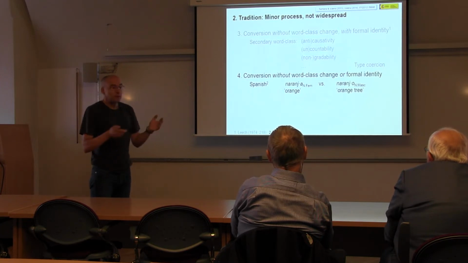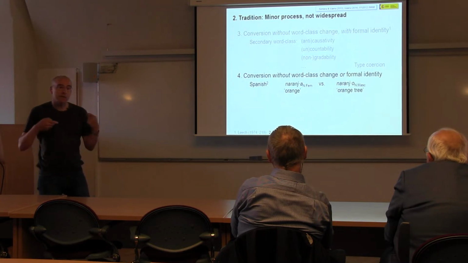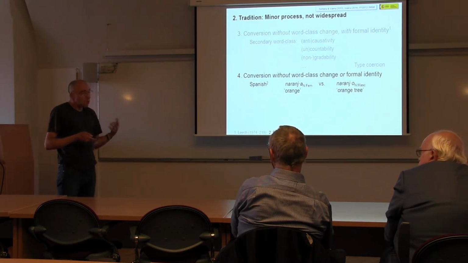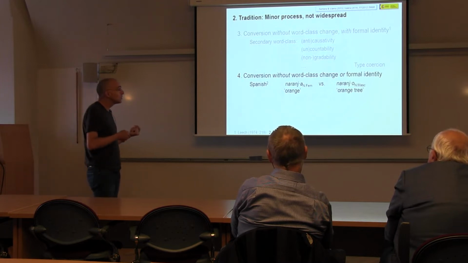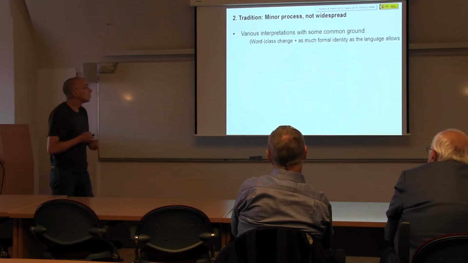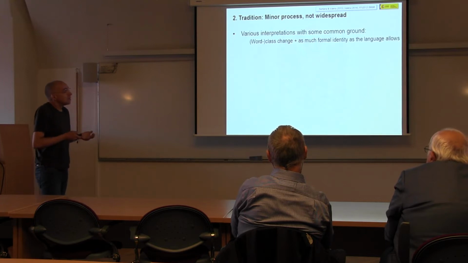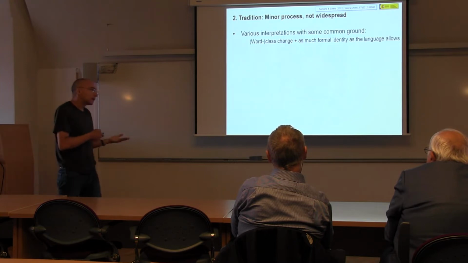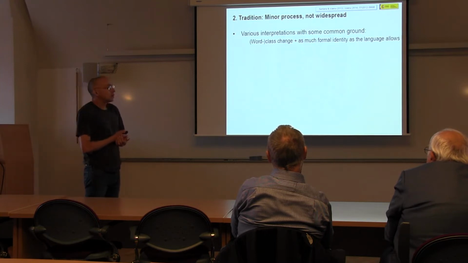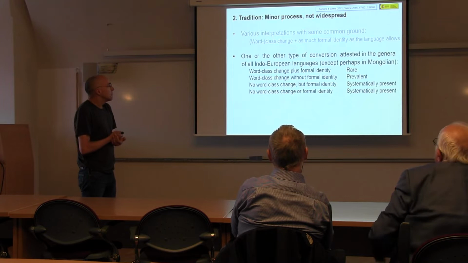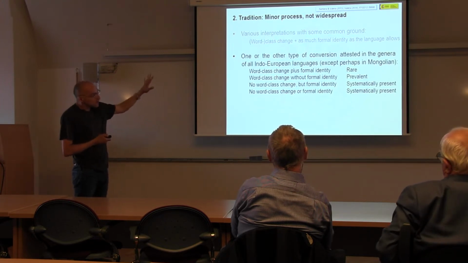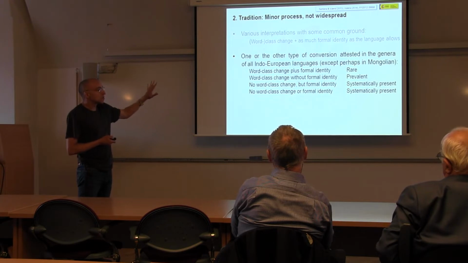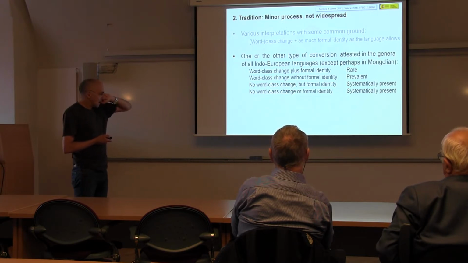So out of a sample of 40 languages, we obtain 4 different possible interpretations for conversion according to the conditions of word class change and formal identity. They share some common ground. There is some change. It may not be word class change. It may not be absolute identity. But the fact is that all these morphologists reported conversion to occur in their languages.